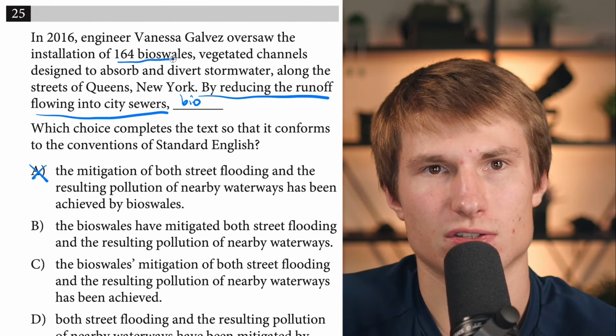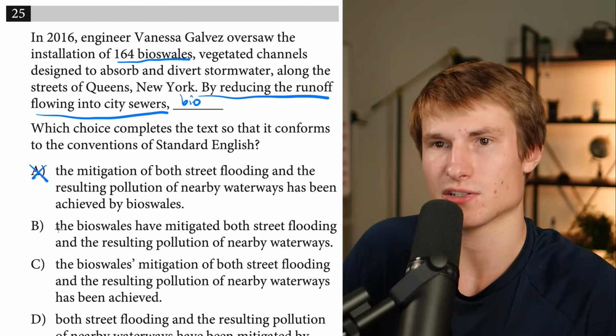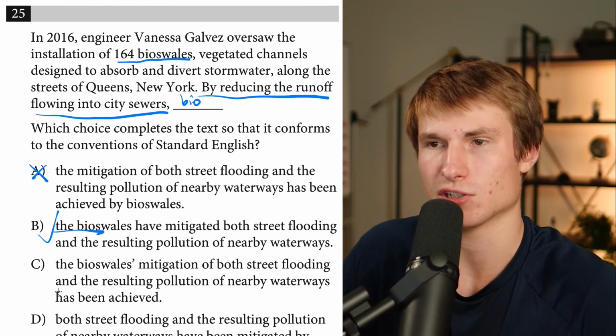Okay, the installation of 164 bioswales. Okay, so that would be the right subject. So B, that looks really good. I'll quickly check C and D.